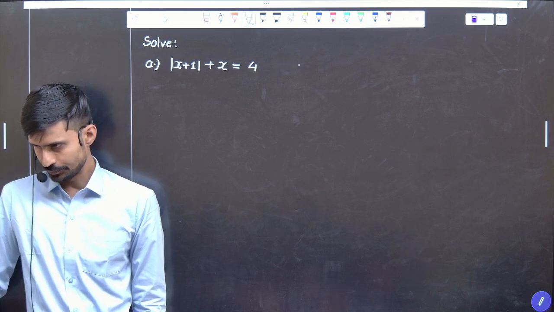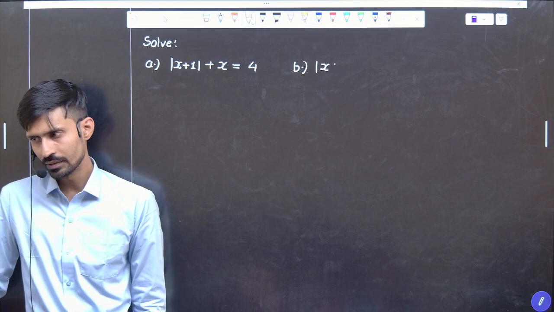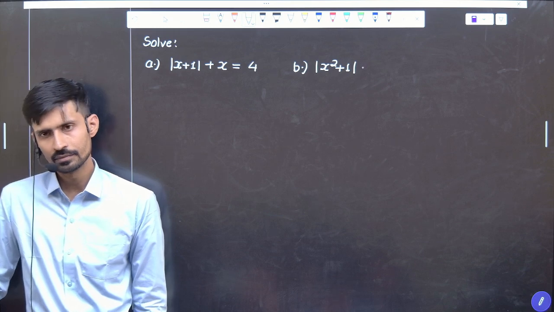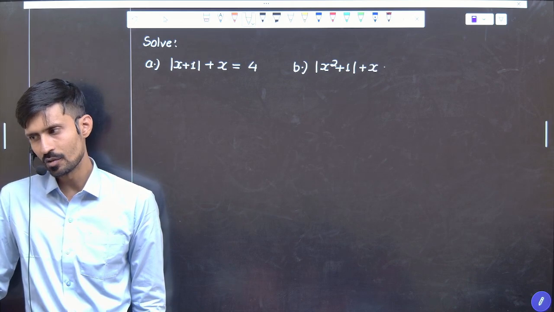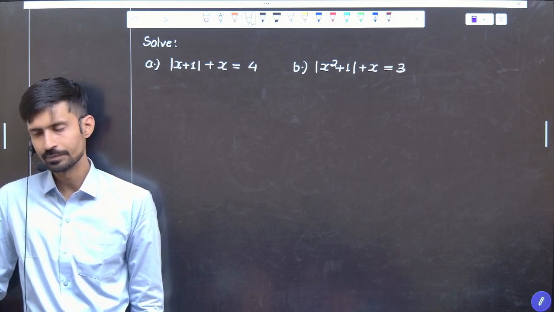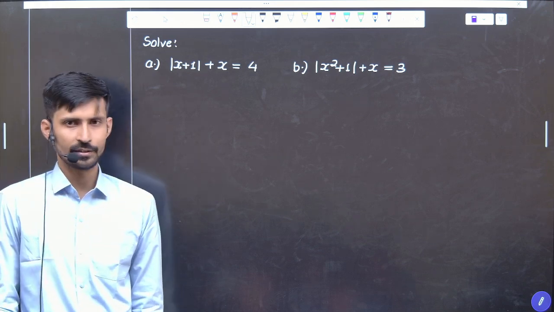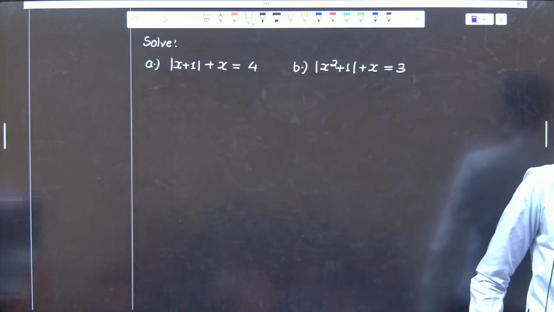One question. Second question, mod of x square plus 1 plus x is equals to 3. These two questions I am taking. Yes, na?